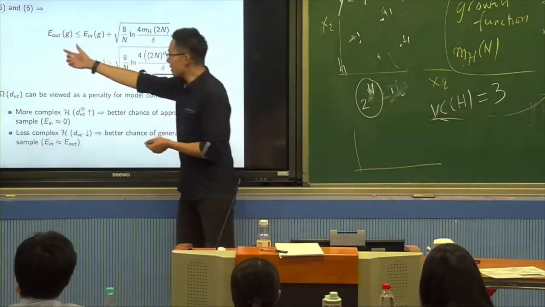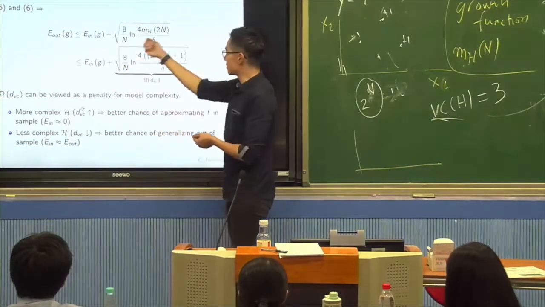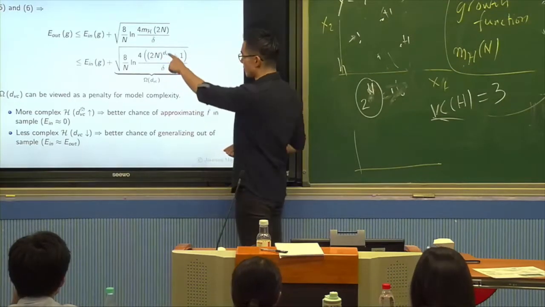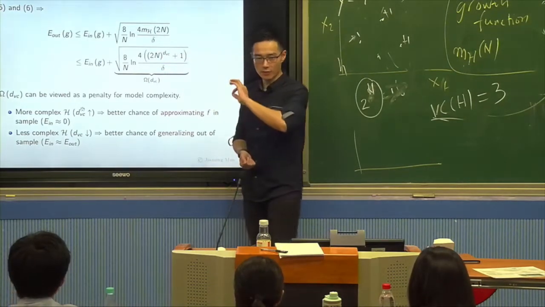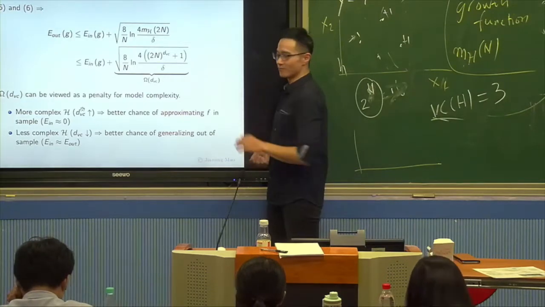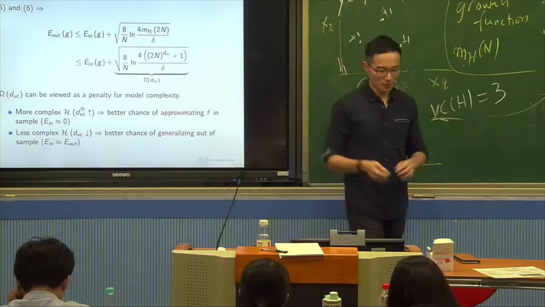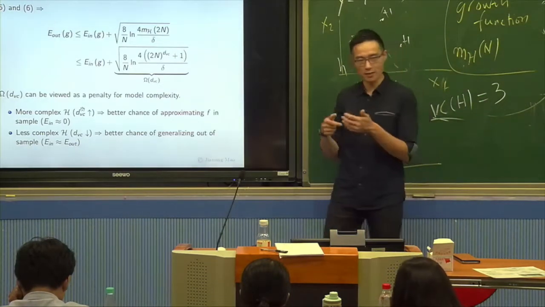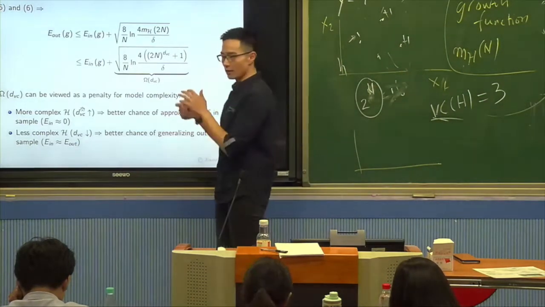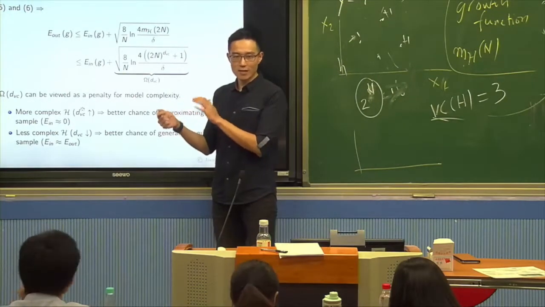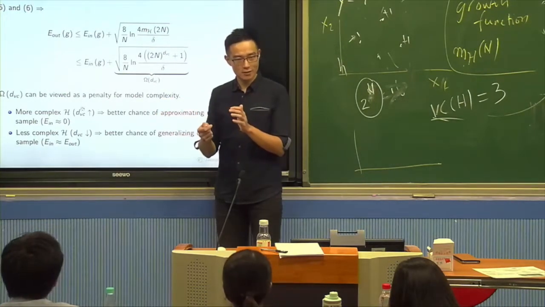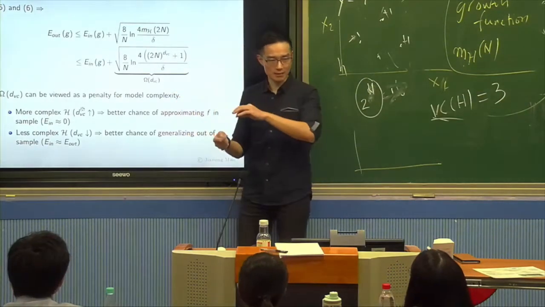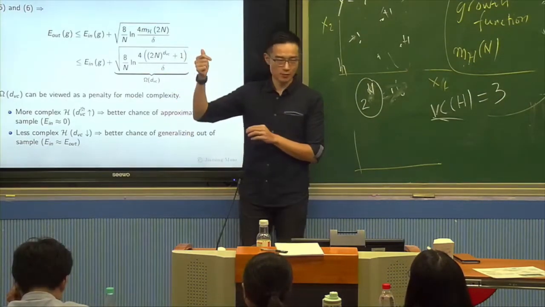So E out is smaller than E in plus this thing, where here we essentially use the VC dimension. The VC dimension is called DVC. DVC is our VC dimension, right? Okay. That's so much for my results. If you want to go into detail, you can again look at the slides, go into the appendix, and review the math. But the essential message here is exactly the same as before. We're just replacing the N with a new measure of complexity, which here is the VC dimension.